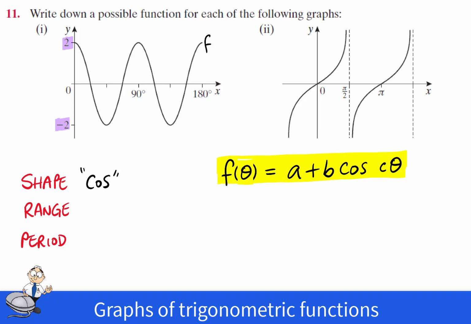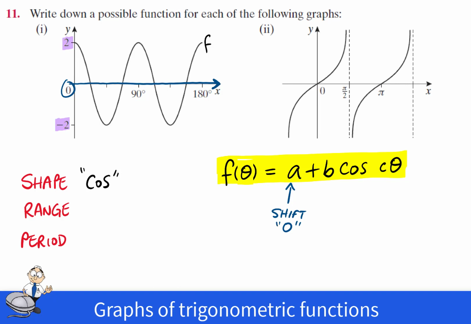The a here is to do with shifting. That means, what line is the curve symmetrical about? That's a horizontal line. We see this one here, the horizontal line that this curve goes up and down around is the line 0. So there is no shift in this. This is a normal, very average cosine curve. So I'm expecting the shift here is 0 in this case. So a is 0.